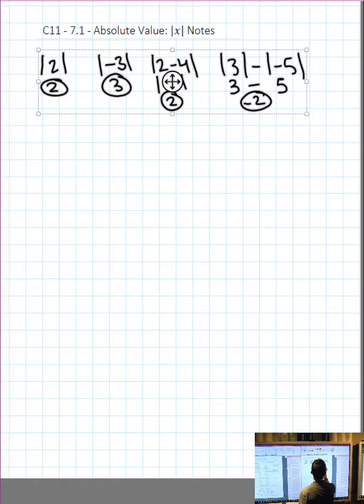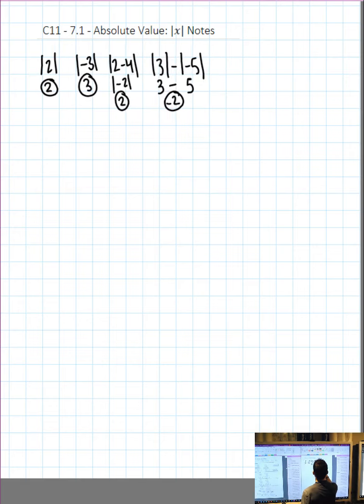I hope you're writing smaller than I am, or put it on the next line. I'm going to make it look like the notes. So let's put a negative in front of absolute values. Well, the 3 inside the absolute values, we make that positive, so it becomes 3. But then there's a negative in front, so -3.